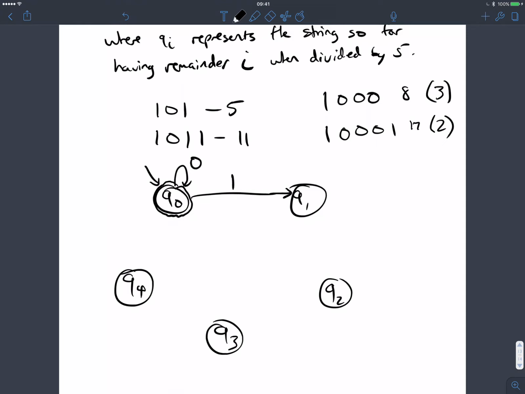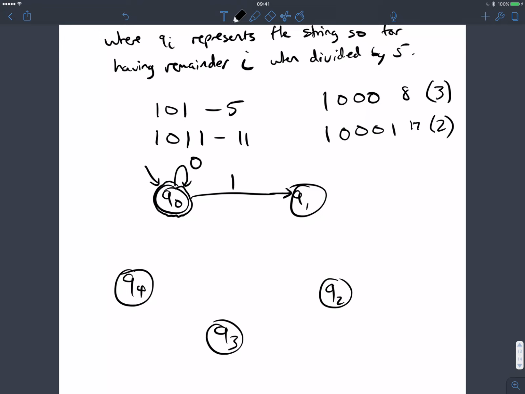Okay? So if it happens to be 0 and I see a 0, that means I left shifted the number by 1 position, meaning I multiplied it by 2. So I assumed it was divisible by 5. Multiplying by 2 doesn't change that. Okay? So let's look at an example.